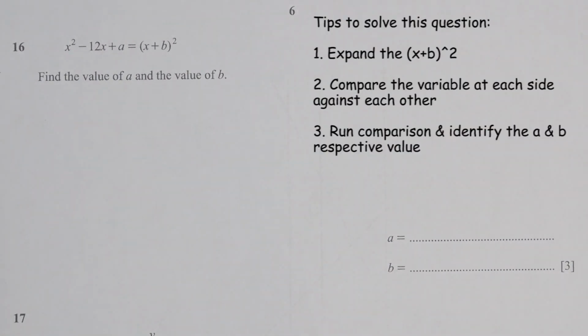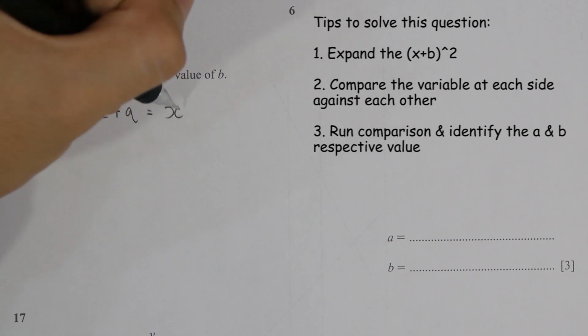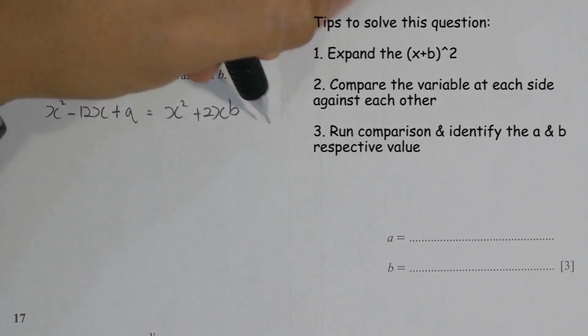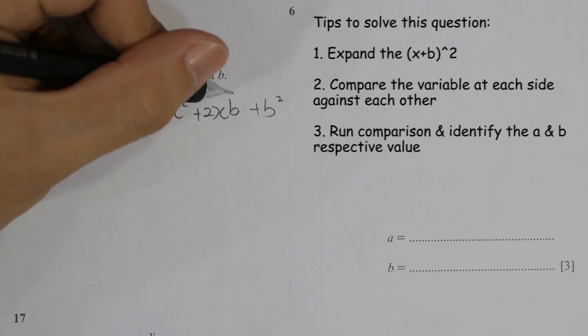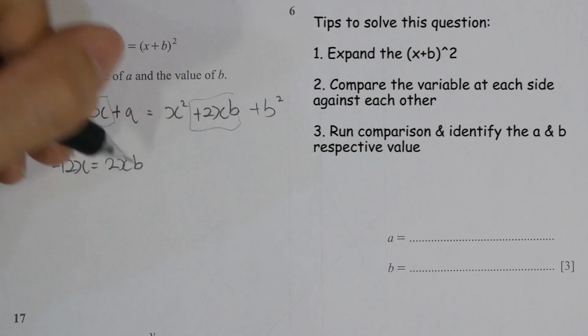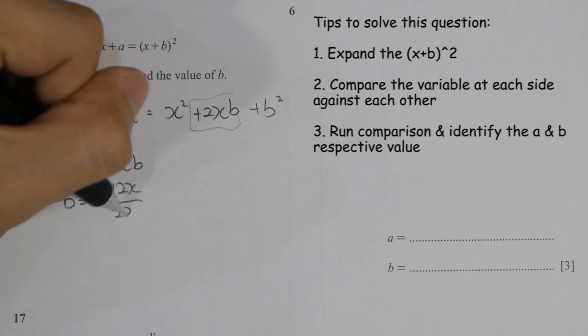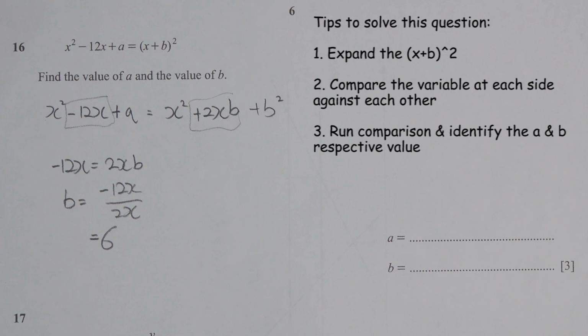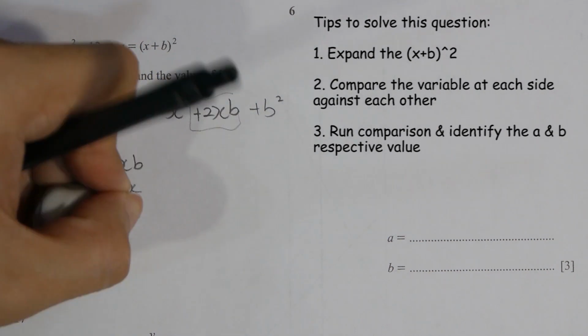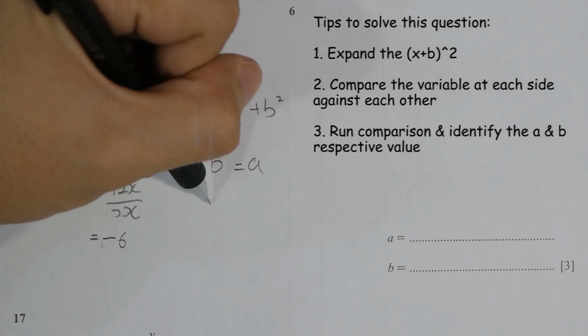Question 16. So the easiest way to solve this is actually approaching it from the back, which is x plus b squared. So I expanded it and I get x squared plus 2xb plus b squared. So from here you simply compare, the one with variable x will be negative 12x equals 2xb. So run the calculation, you get b as negative 6, whereby a is actually equivalent to b squared. So our b is negative 6, so square it, you will get a as 36.